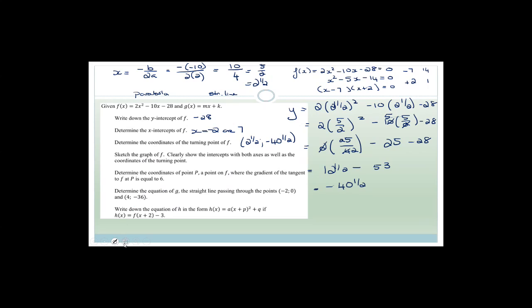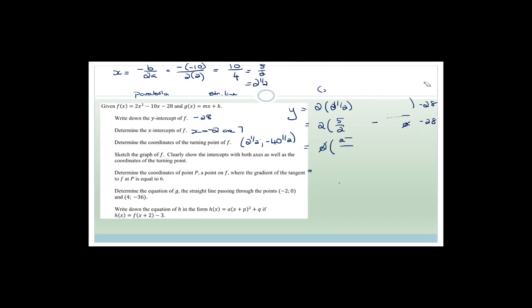Okay, now it says sketch the graph of f, clearly showing the intercepts of both axes as well as the coordinates of the turning point. So let's just remove all this writing so that we can sketch the graph over here on the left hand side and the right hand side.